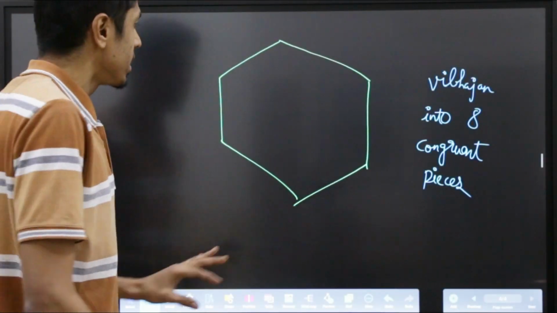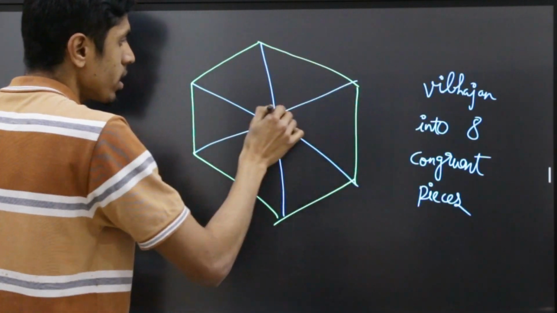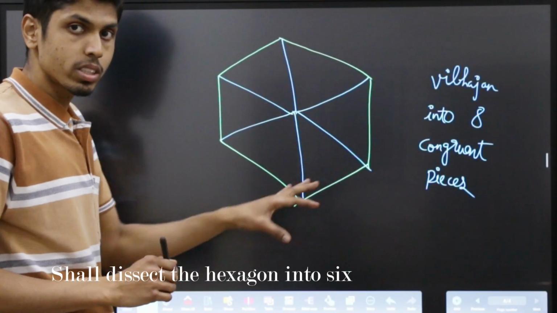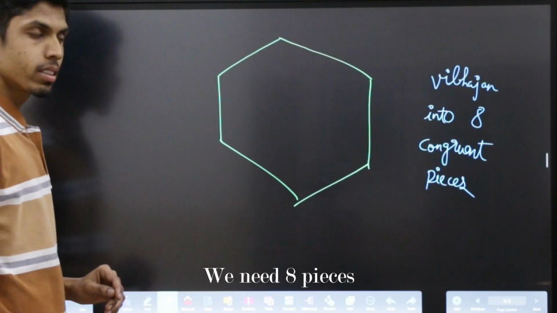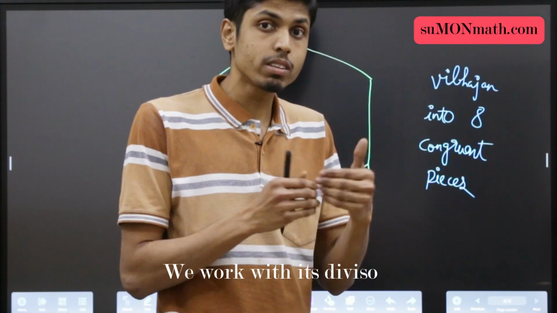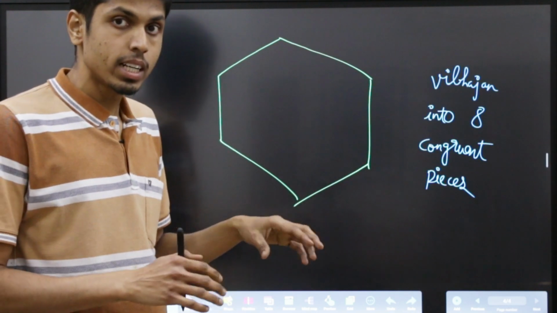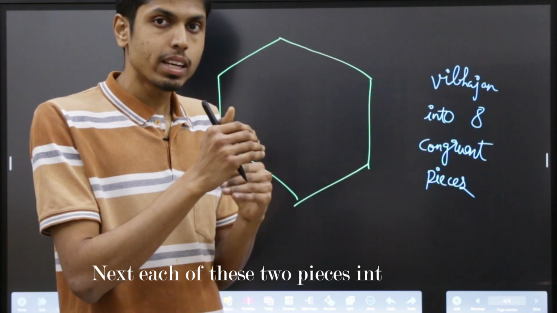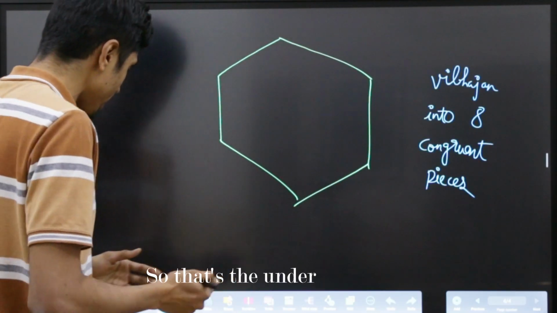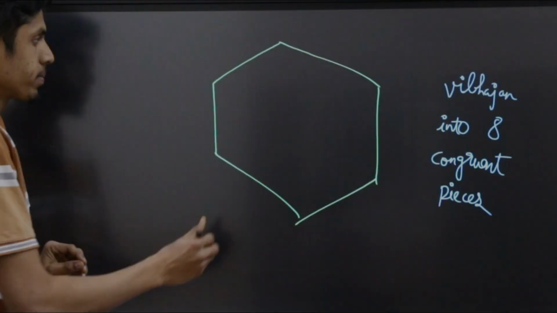If it were 6, it is so simple. You just have to connect all 6 vertices to the center of this hexagon, which dissects the hexagon into 6 congruent pieces. We need 8 pieces. So first thing, whenever you have a particular number given, we work with its divisors. Can you divide the hexagon into 2 pieces? Next, each of these 2 pieces into 4 pieces. That will give you 8 pieces in total. So that's the underlying logic. You may try to dissect it yourself before looking into our solution.